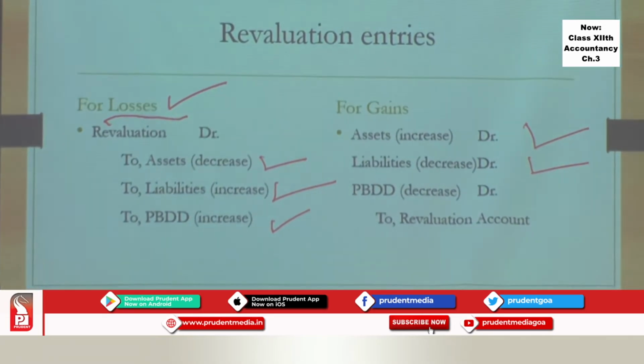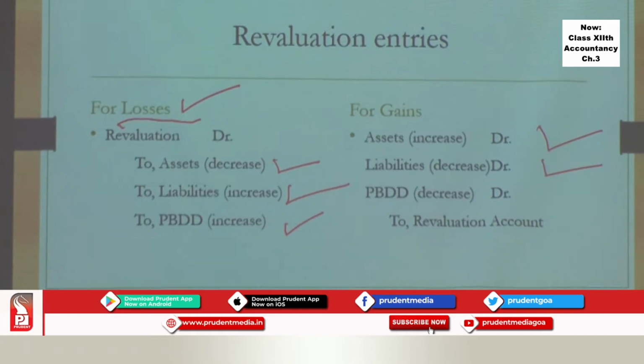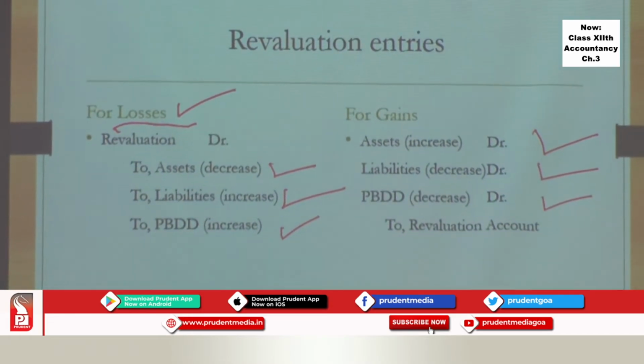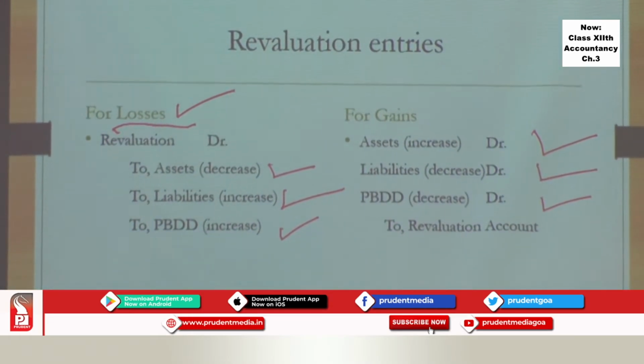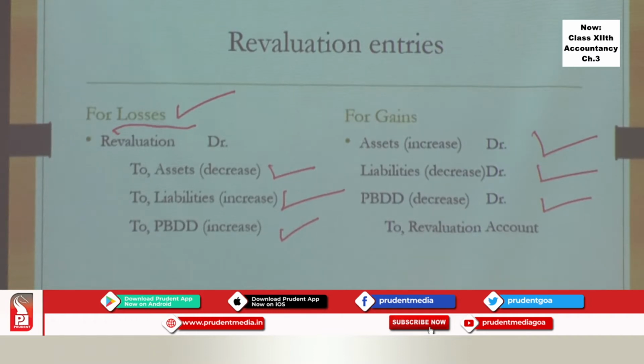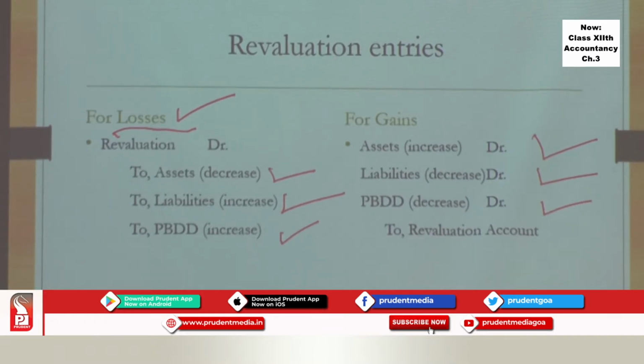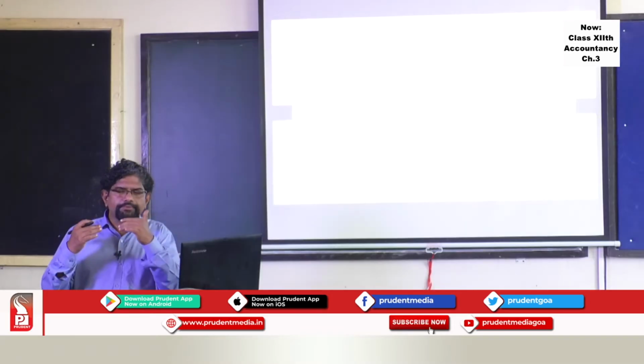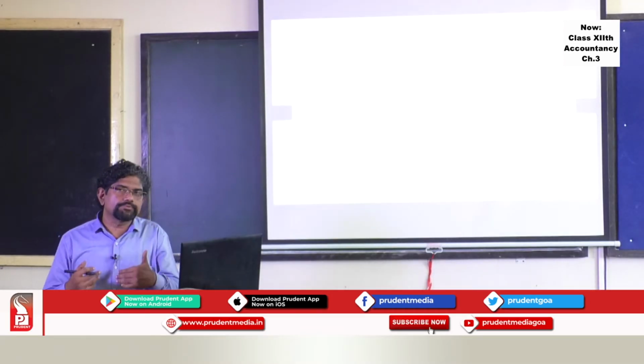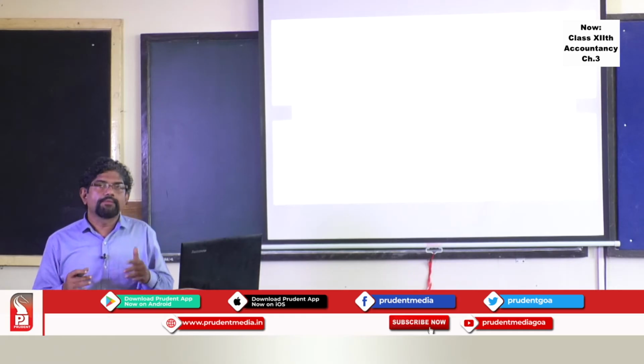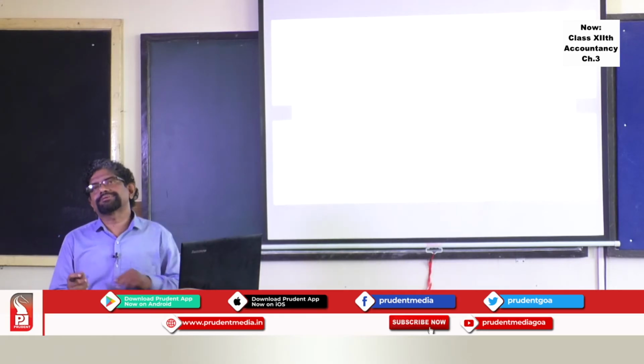And also if there is a decrease in the provision, that means there are less chances of our customers becoming bankrupt, insolvent. So we are going to receive most of the amount shown as debtors. So whenever there is a decrease in the provision for bad and doubtful debts, that is a gain to the business, it will be credited.